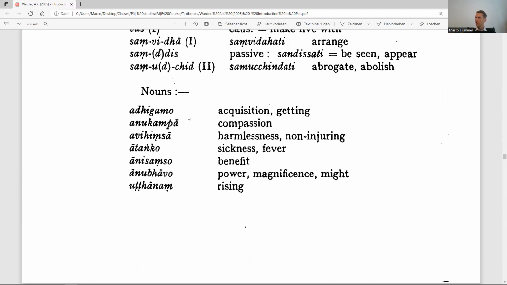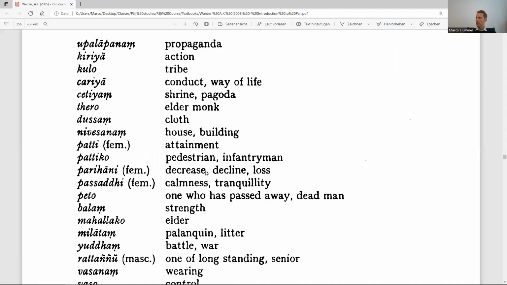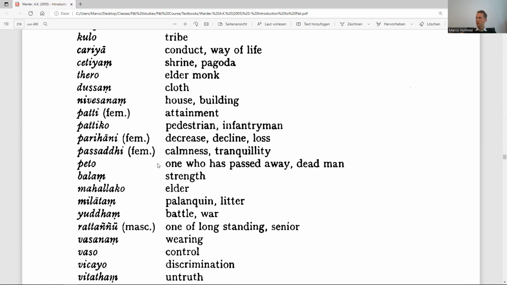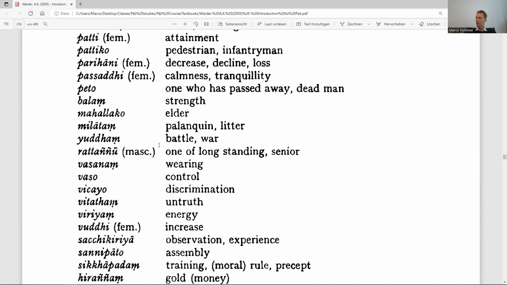Samucchindati, abrogate or abolish. And the few nouns: adhigamo, acquisition, getting. Anukampa, compassion. Avihimsa, harmlessness, non-injuring. Atanko, sickness or fever. Anisamso, benefit. Anubhavo, power, magnificence, or might. Uttanam, an action, rising. Uppalapanam, propaganda. Kiriya, action. Kulo, tribe. Cariya, conduct, way of life. Cetiyam, shrine or pagoda. Thero, elder monk. Dussam, cloth. Nivesanam, house or building. Patti, attainment. Patiko, pedestrian, infantryman. Parihani, decrease, decline, loss. Passaddhi, calmness, tranquility. Peto, one who has passed away or a dead man. Balam, strength. Mahallako, elder. Milatanam, palanquin or litter.